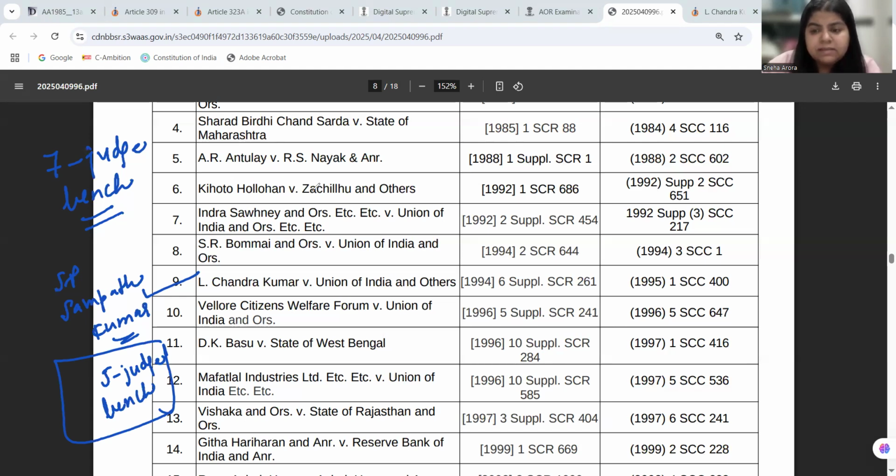Now, we are discussing only L. Chandra Kumar here because ultimately L. Chandra Kumar overruled what had been held in the SP Sampath Kumar case. So, in this video, we will be having a glimpse of what the SP Sampath Kumar judgment was and how it got overruled, on what merits it got overruled by L. Chandra Kumar versus Union of India and others, right?